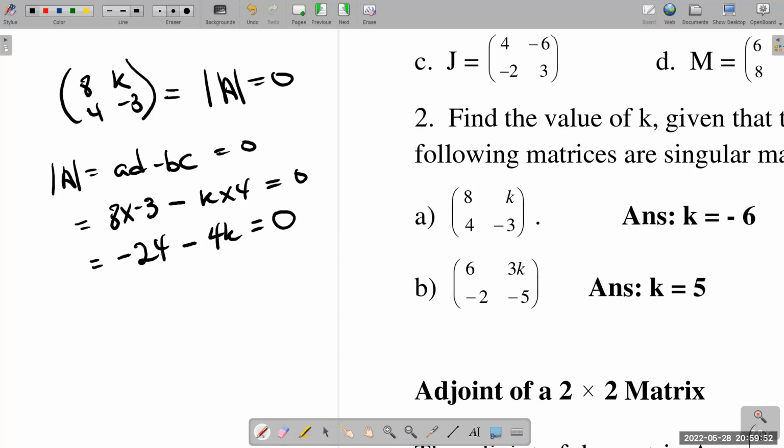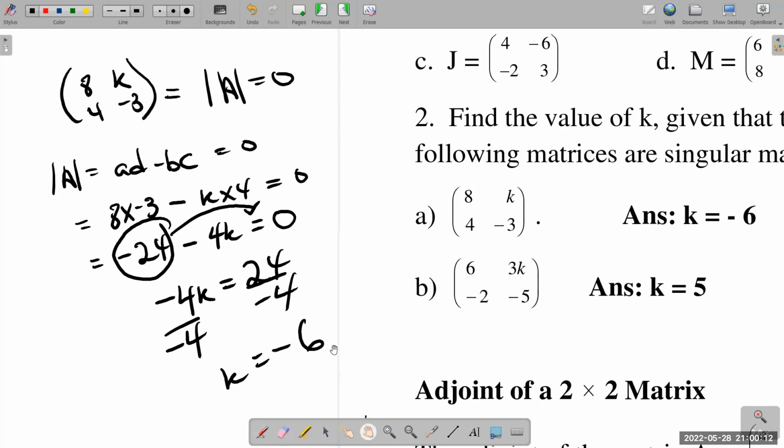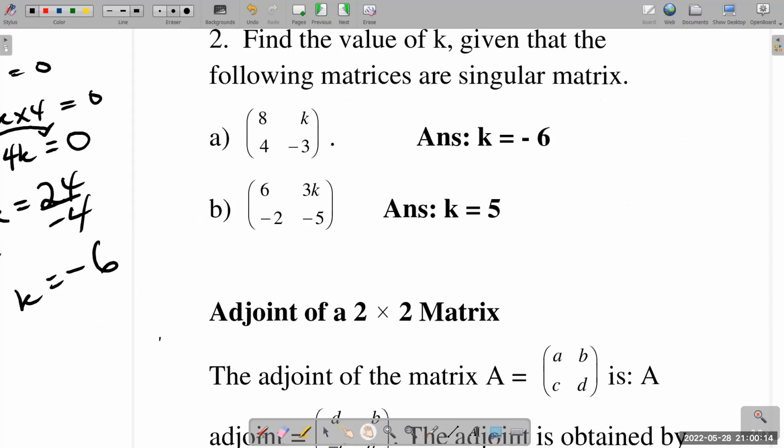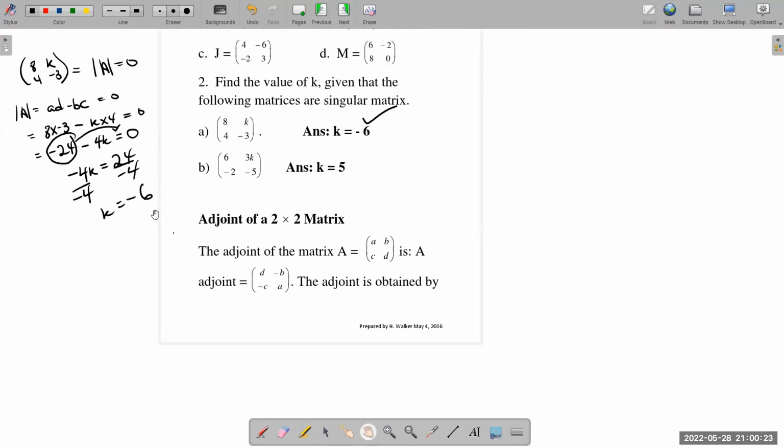How do we solve this? We move this where? Over. So we get negative 4K is equal to positive 24. Don't forget, when you move it over, the sign changes. I want K, so I divide by negative 4 on both sides. So K is going to equal what? Negative 6. Everybody with me? See? We have to learn how to read and understand, and from what they give us, know what to do with it.